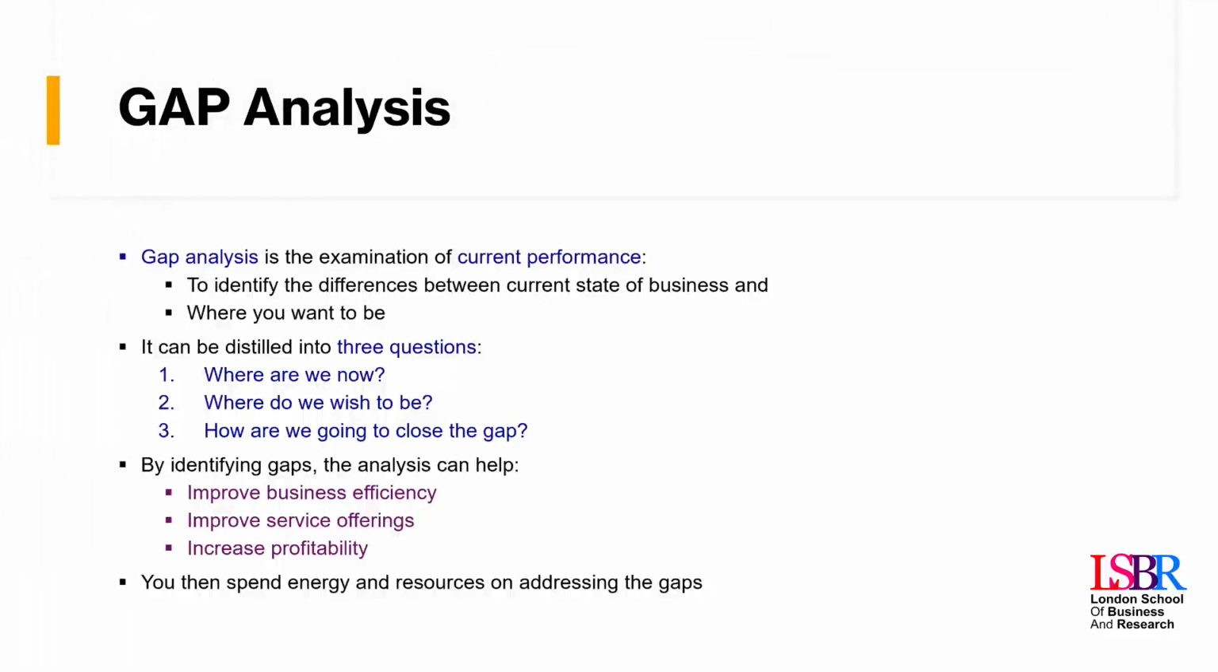Okay, so gap analysis is basically where we look at current performance to identify a difference between our current state of business and where we want to be. So here is what we're doing with gap analysis. We're looking at where we are today. So, how are we performing today? And then we will look at where do we want to be in 10 years' time? So, what is the goal in 10 years' time? What do you want to achieve? And then you're working backwards. Okay, you're trying to fill the gap, you're closing the gap.